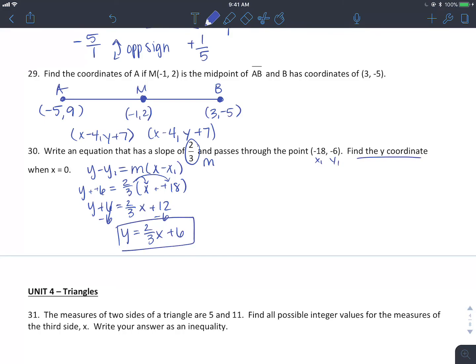And then it says find the y coordinate when x equals 0. So we're going to take this equation and we're going to plug 0 in for x. So when we plug 0 in for x, that's just going to be 0. So y equals 6 when x is 0.